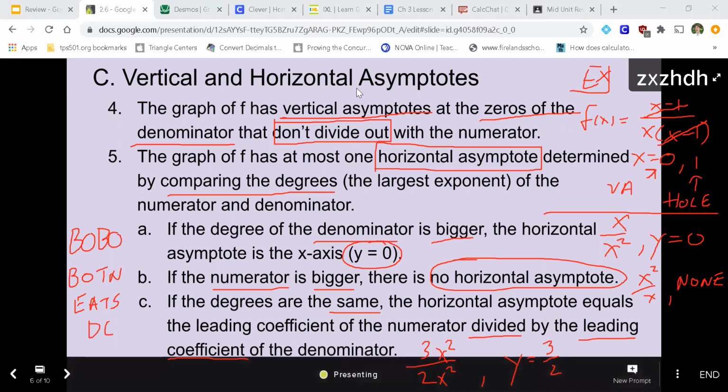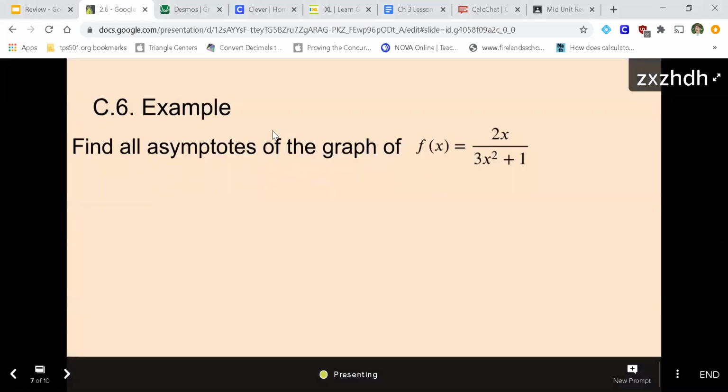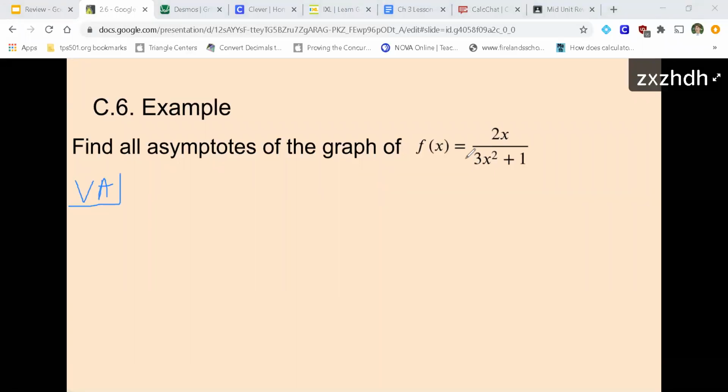All right, we're going to finish with one more example, and then that's the end of class. So let's find all of the asymptotes of this one. No, I take it back. Let's do this one. No, this one. I don't know. No, let's do this one. I'm committed to it. All right, to find vertical asymptotes, what do we do?